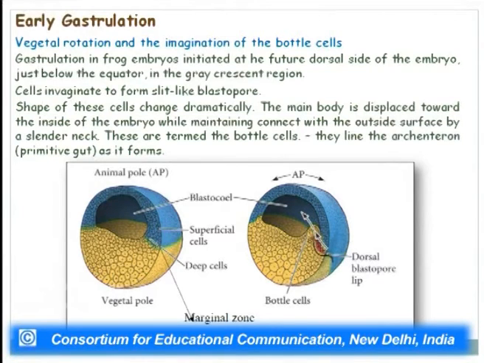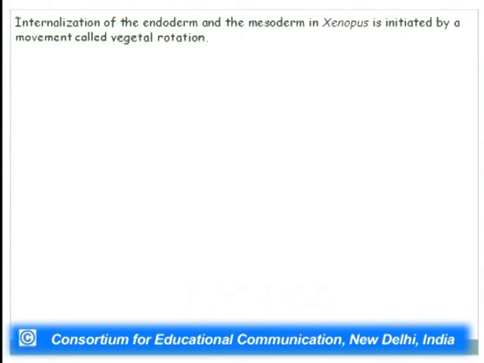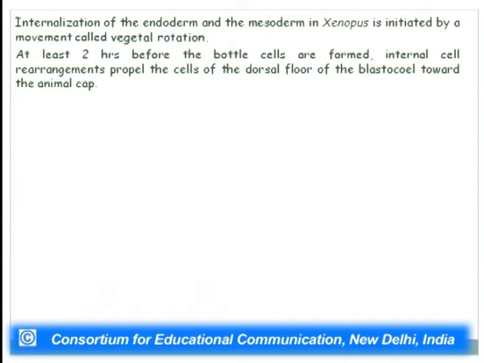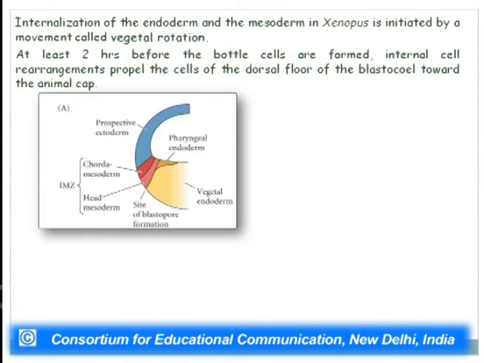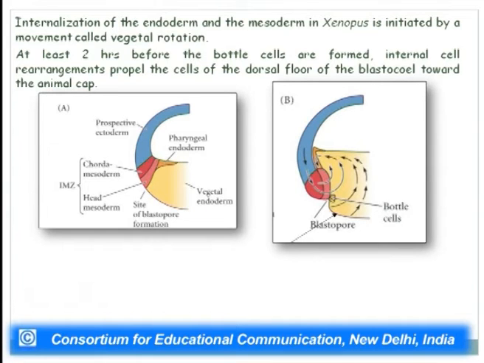So, that is what is happening in here. So, how does it originate? The internalization of the endoderm and the mesoderm is initiated by a movement which is called vegetal rotation. And in fact, 2 hours before the bottle cells are formed, the internal cell rearrangement propels the cells of the dorsal floor of the blastocoel towards the animal cap.